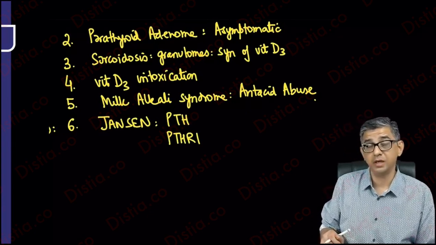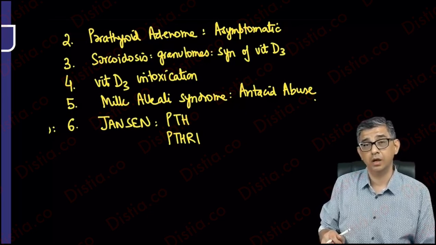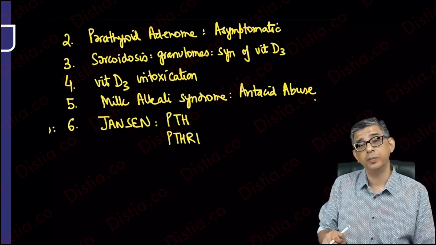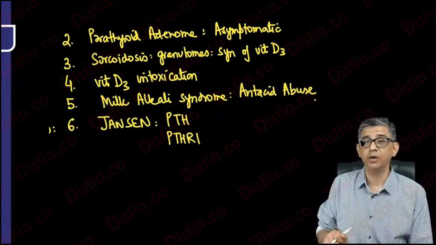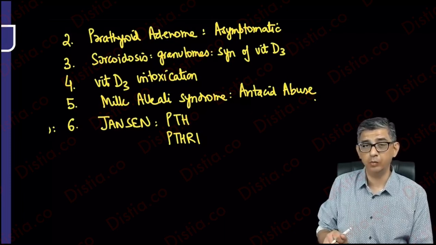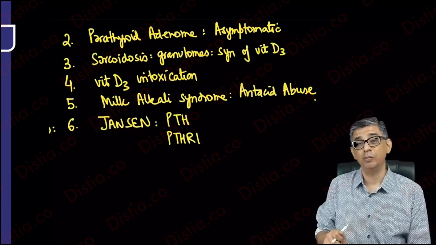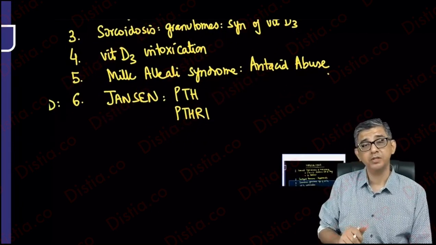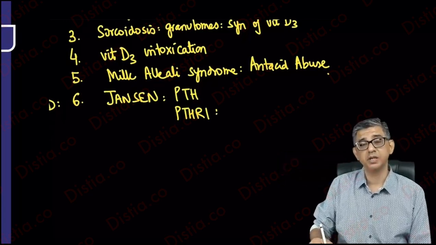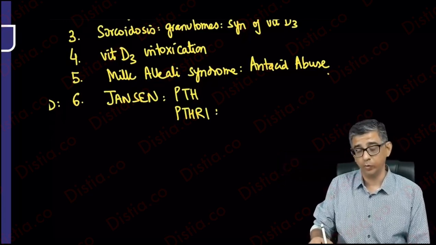Don't talk about CaSR at the moment. CaSR is a sensor to regulate the release of PTH. It's a sensor on the parathyroid gland, and a sensor in the kidney to regulate the calcium values in the blood. At the moment, I'm not talking about a sensor. I'm talking about the receptor for PTH. Now, in Jansen disease, this receptor per se exhibits a gain of function mutation.